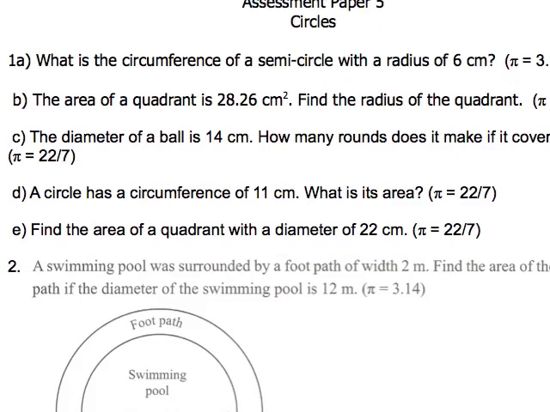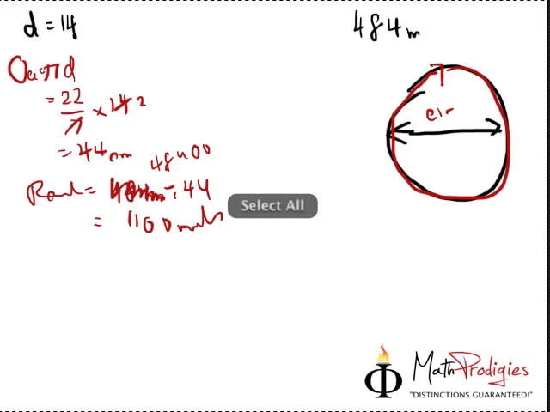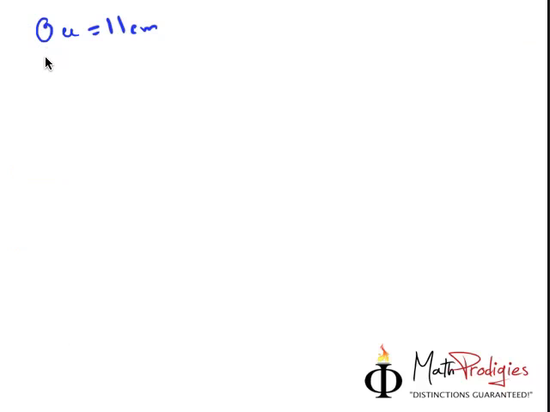A circle has a circumference of 11 cm. What is its area? A circle's circumference is 11 cm. Okay, taking pi as 22 over 7. So what is circumference? It's pi d or 2 pi r.